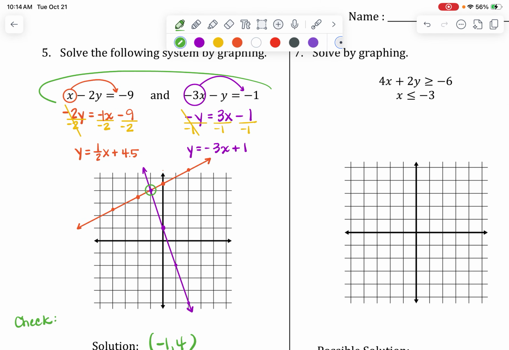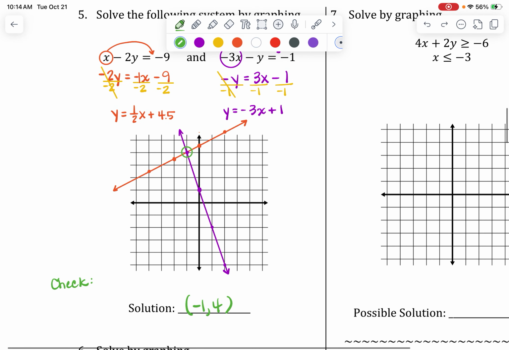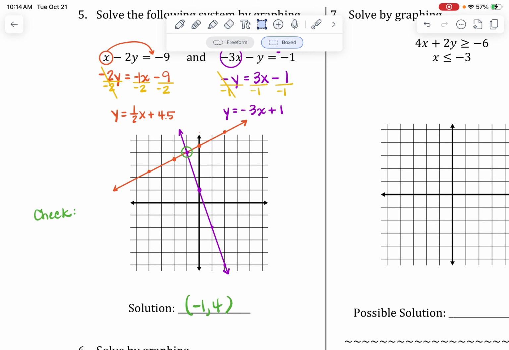But what I can do is I can check my answer using my original equations. Right? Don't use the equations that you've done work on because maybe you've done wrong work, right? So go check it with the originals. Okay, so I'm just going to do this really quick. Hold on, I'm going to scooch this up here. All right, so let's see.